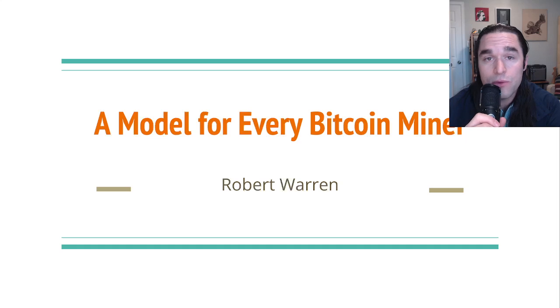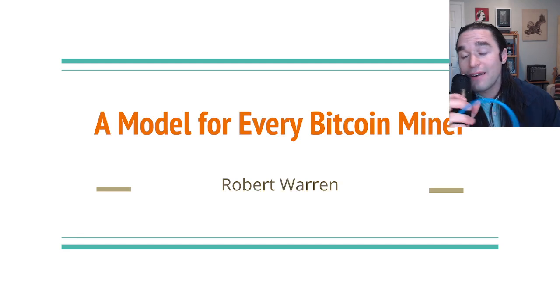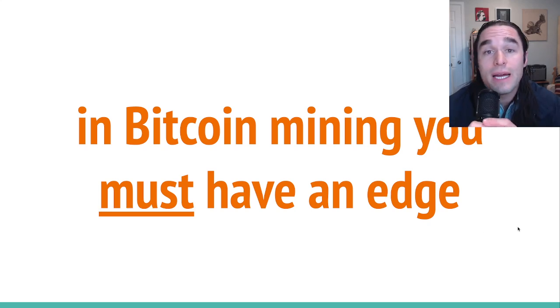Everything can fundamentally be reduced to the simplest part of the mine, which is the machine, and then built back up to get a sense of what kind of asymmetry, or what is the actual strategy a Bitcoin miner is using. So let's begin. In Bitcoin mining, you must have an edge. Now, what do we mean by that?